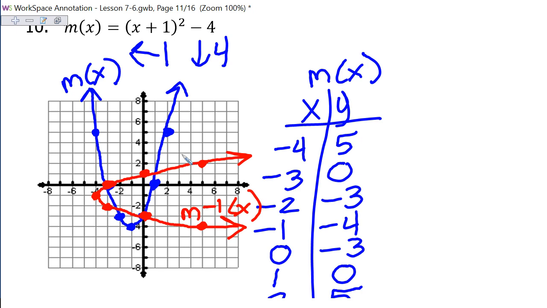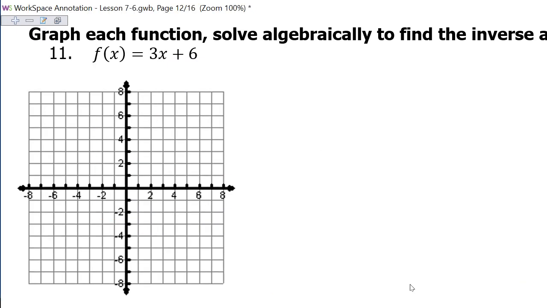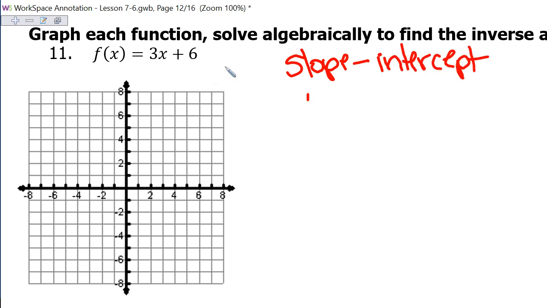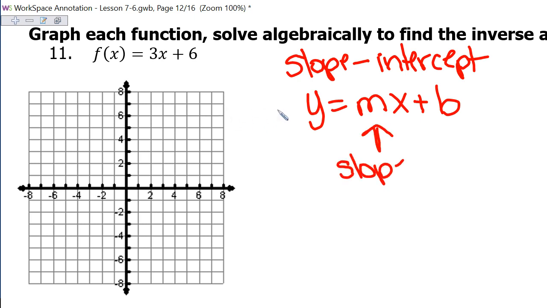Now we're taking it a little bit farther back, and this time f of x equals 3x plus 6. Notice that is slope-intercept form. Remember y equals mx plus b? What does m stand for? Slope. What does b stand for? The y-intercept. So the first thing we'll have to do is graph the original line. Then we'll have to take those points and flip them to find the inverse.